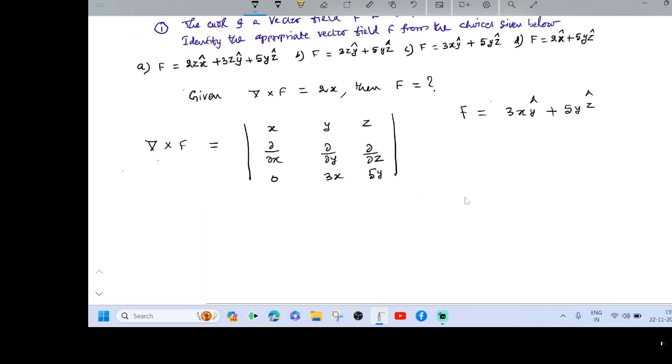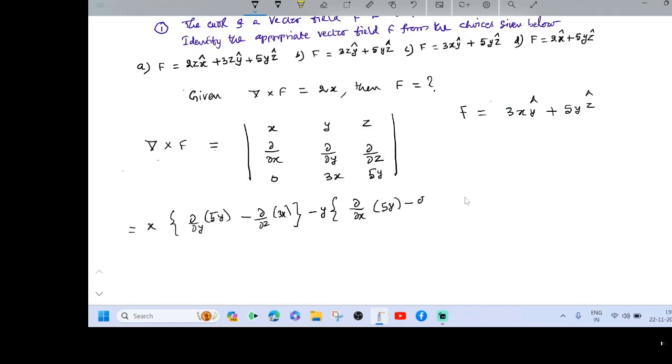Then curl f, which is equal to x into dou by dou y of 5y minus dou by dou z of 3x, minus y into dou by dou x of 5y minus dou by dou z of 0, plus z into dou by dou x of 3x minus dou by dou y of 0.